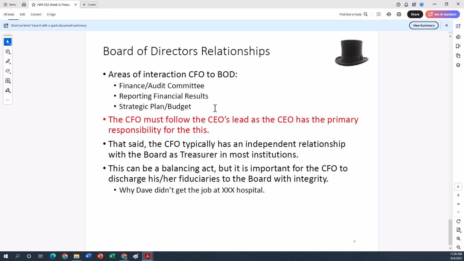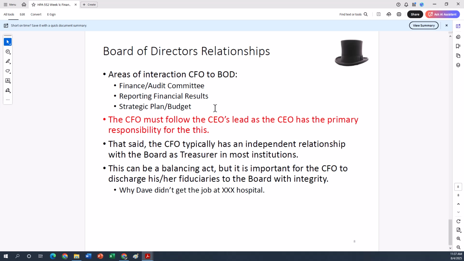Reporting financial results, obviously, the chief financial officer is the one who typically reports financial results to the board. And then whatever role in strategic planning. So it's very important to understand this. The CFO does have these separate relationships to the board. However, they've got to follow the CEO's lead, as the CEO has the primary responsibility for interacting with the board of directors. So it can be a tricky thing.